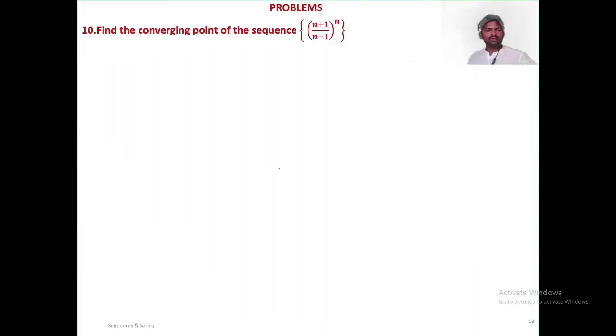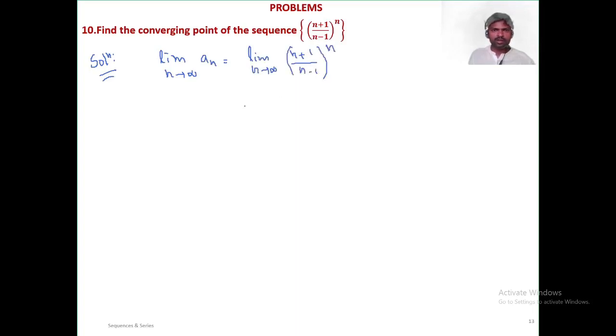Next one, problem number 10. So again find the limit point of the sequence. Limit n tends to infinity an, which is limit n tends to infinity n plus 1 by n minus 1 whole raise n. Okay. Now I want to modify this. Look carefully at how I am modifying. If I apply n tends to infinity directly, what happens? Infinity plus 1 is infinity, divided by infinity minus 1 is infinity. So I will get infinity by infinity power infinity.